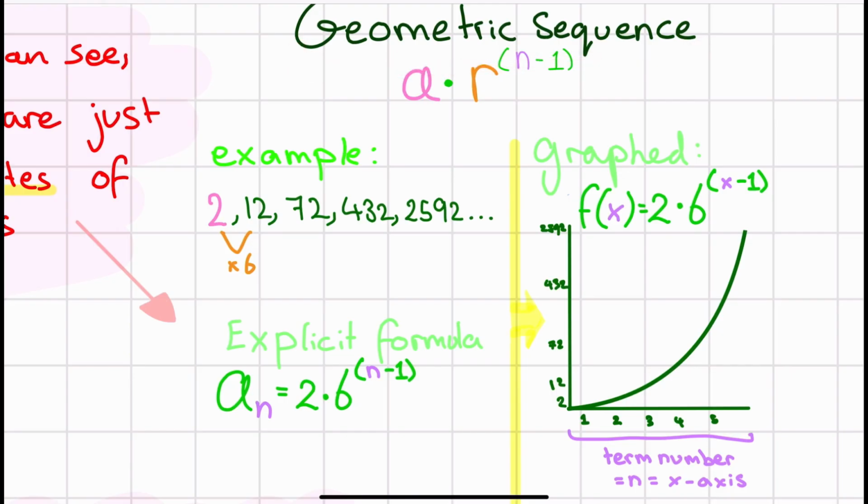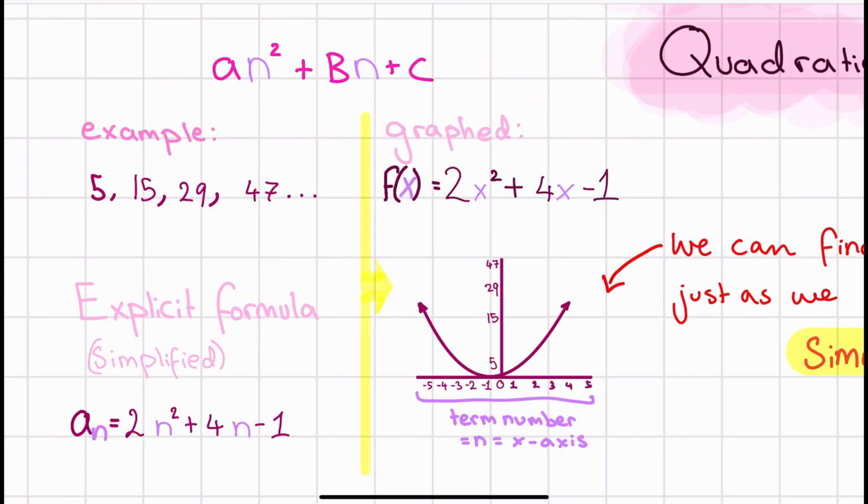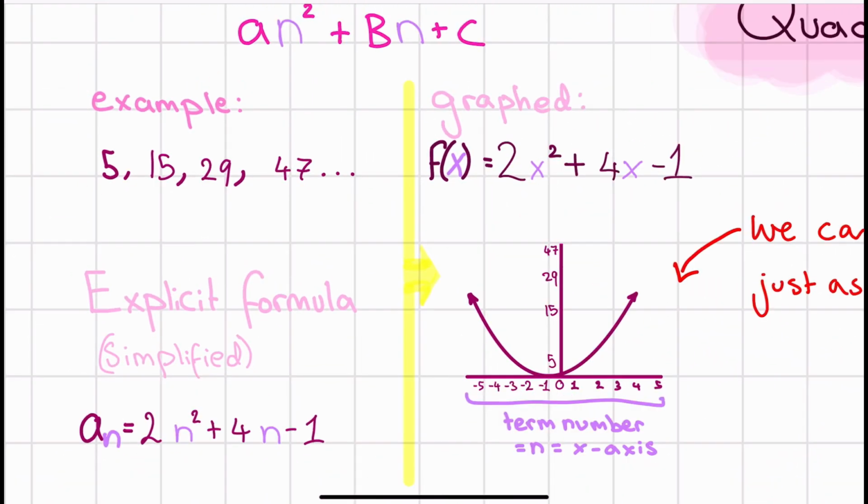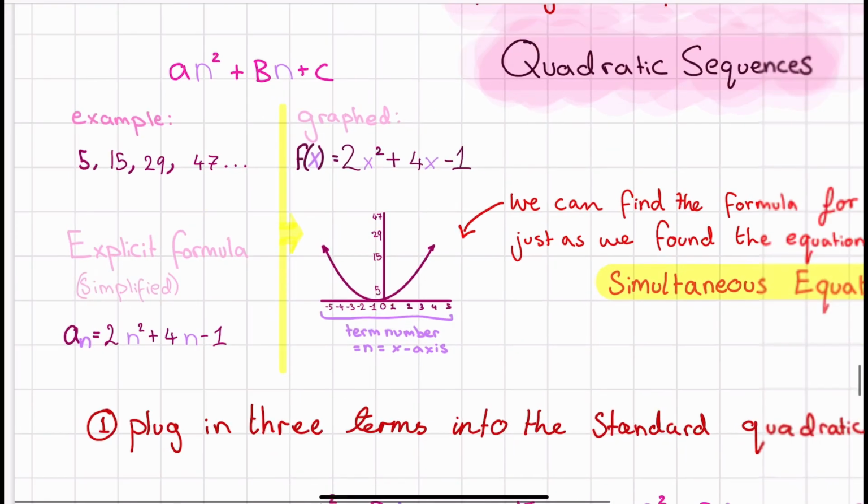The same thing is true for a geometric sequence and, of course, a quadratic sequence. Thus, we can treat the sequence as if it's a list of the y-coordinates of a graph, the term numbers as if they're the x-coordinates of that graph, and finally, we can treat the explicit formula, which is composed of both of these, as if it is the equation of the parabola.